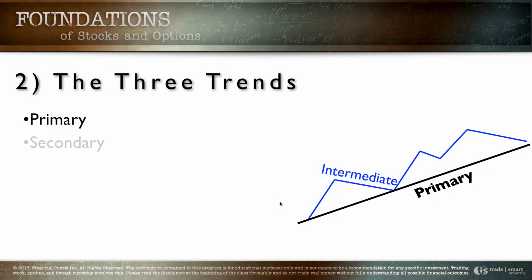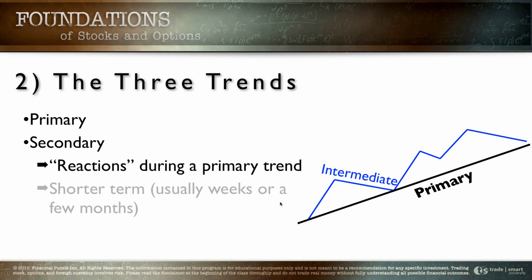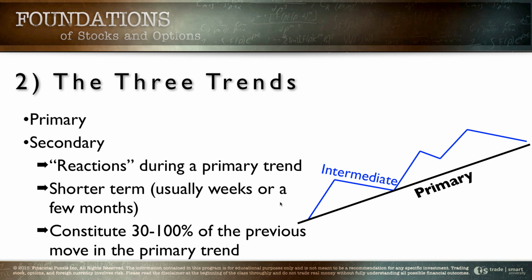Now the second level is what we call the secondary or intermediate trend. This level of the trend is going to be a little bit smaller. It's going to typically last anywhere from a few weeks up to maybe 6 or 8 or 9 months. If you look at my image here, we've got the primary trend, that's the black line, and then you've got the blue trend. Well, the blue trend is reacting to it.